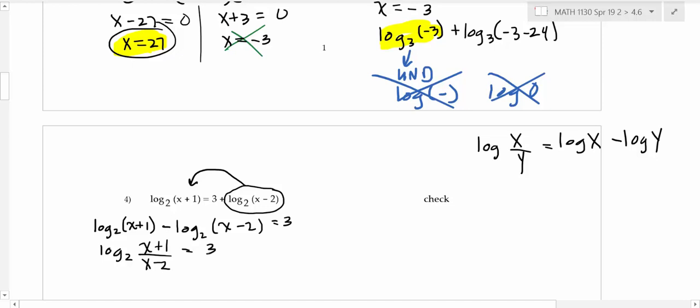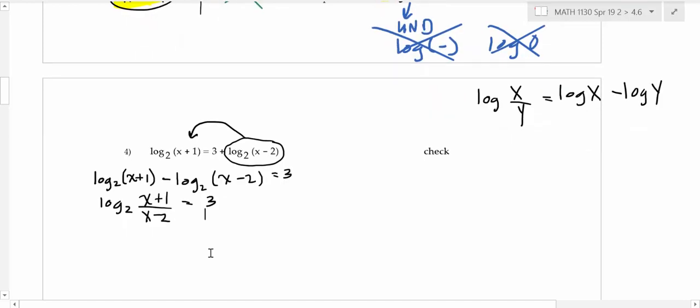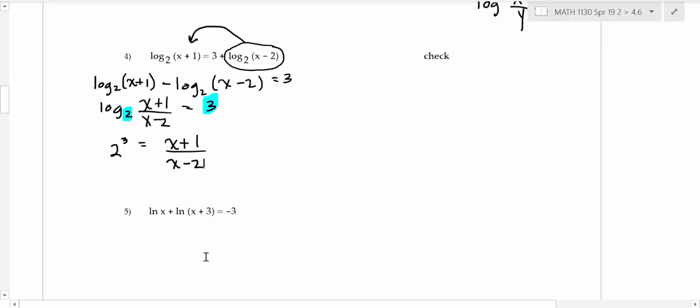Okay, so that's how that gets put together. Okay, the last problem we did the sum turned to a product. Now we turn it into a quotient if it's a difference. Okay, so now you're ready to do this in exponential form. So that's your base. 3 is the exponent. So you just say 2 to the third is equal to x plus 1 over x minus 2. Okay, that's the equation that ultimately we need to solve to get this problem solved then.